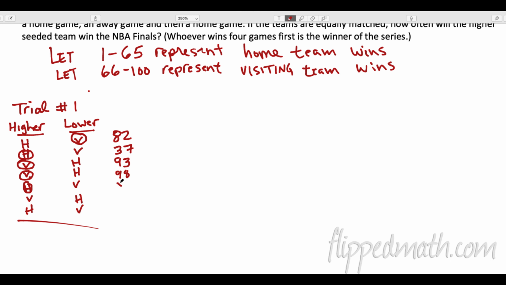All right, everybody understand what's going on here? This is a little tricky one to understand. Okay, so it took 5 games, and the home team won. That was weird because we got those 90s there. Let's do one more trial together.